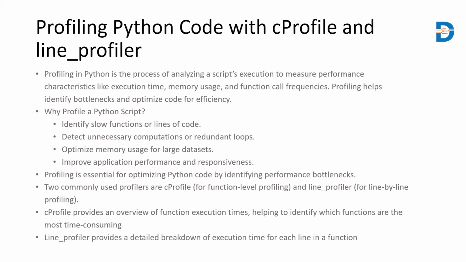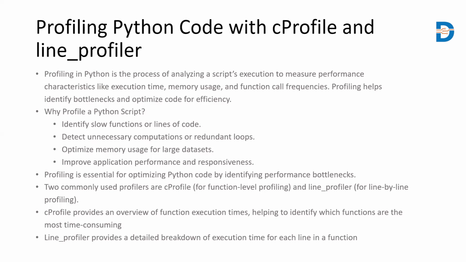Now, why do you have to profile a Python script? It helps you identify the slow functions or slow lines of code which you may consider to rewrite to optimize. It also helps us detect unnecessary computations or redundant loops. It also helps us to optimize memory usage for larger datasets, and it improves application performance and responsiveness. Now, profiling is essential for optimizing the Python code by identifying the performance bottlenecks.